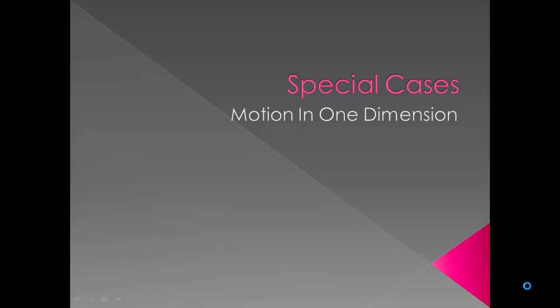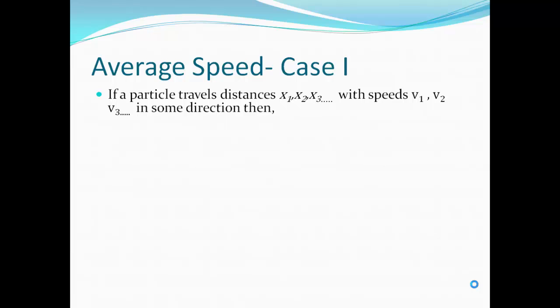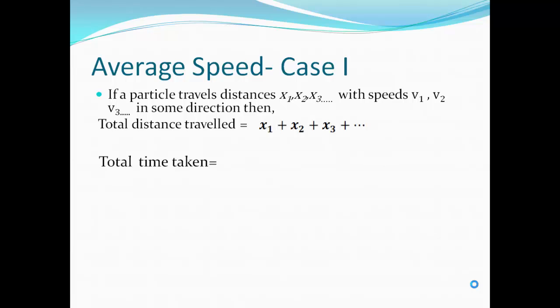Special cases for motion in one dimension. Case 1 for average speed. If a particle travels distances x1, x2, x3 with speeds v1, v2, v3 in some direction, then total distance traveled will be given by x1 plus x2 plus x3 and so on.